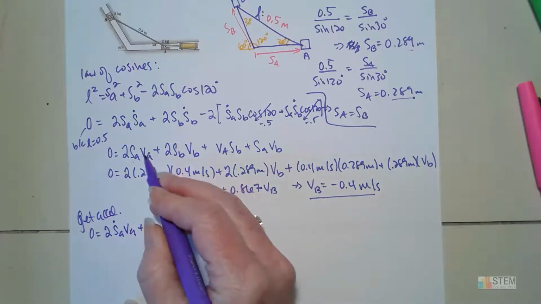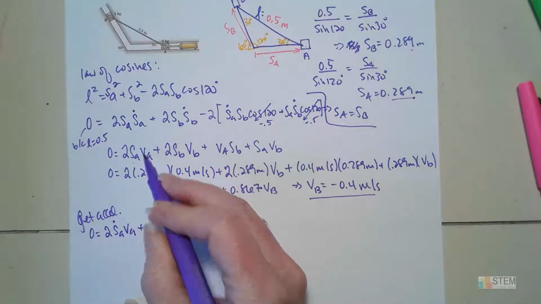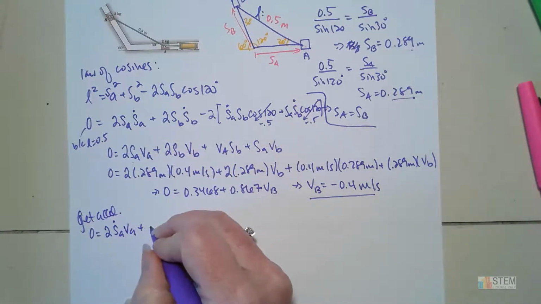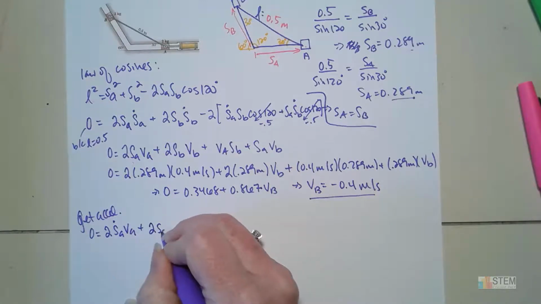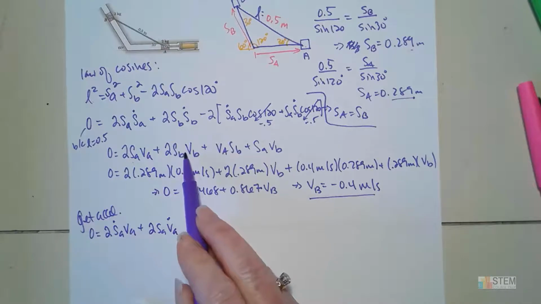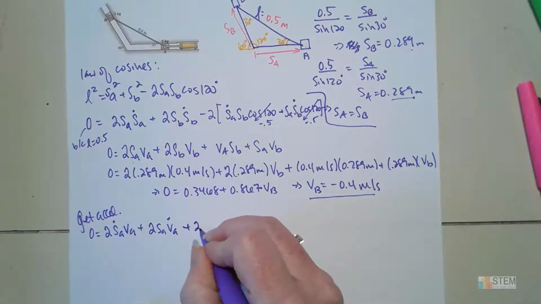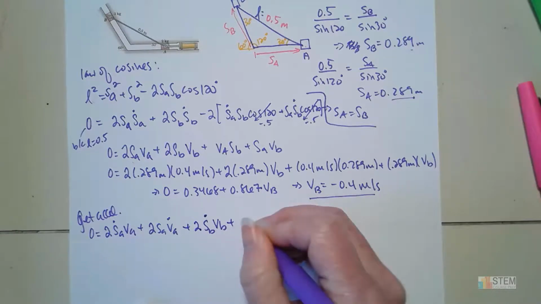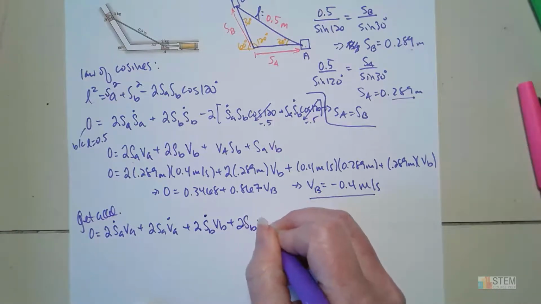And then, doing the product rule here, I've got to take the derivative of VA. So the second term from this piece right here is going to be 2 SA VA dot. Do the same thing on this one. So we're going to have 2 SB dot VB plus 2 SB VB dot.